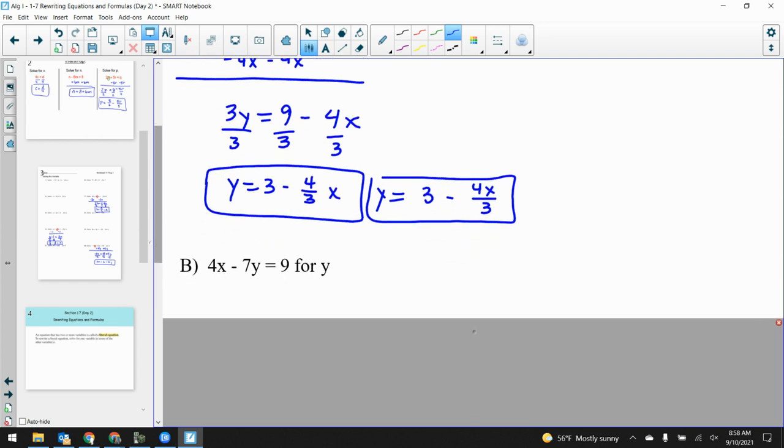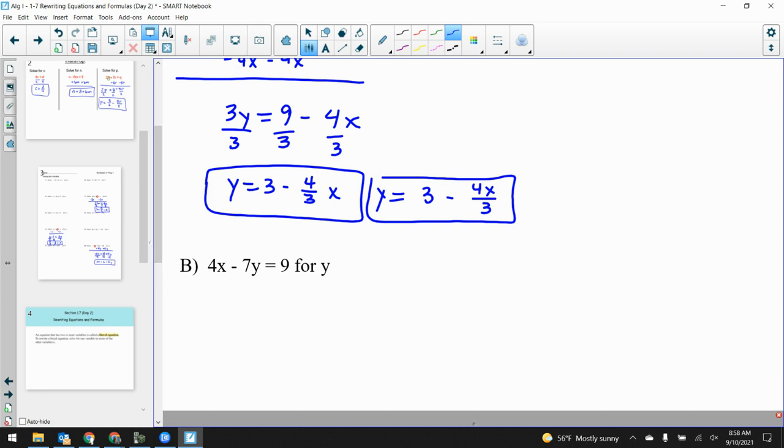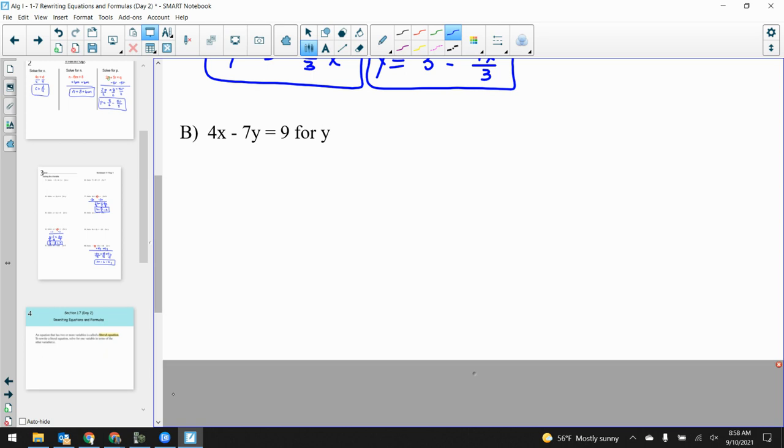Questions about A? Okay, let's take a look at the second one. 4x minus 7y is equal to 9. I want to solve that for y. Let's find y. I want everybody to think about what your first step would be. Just think about it.